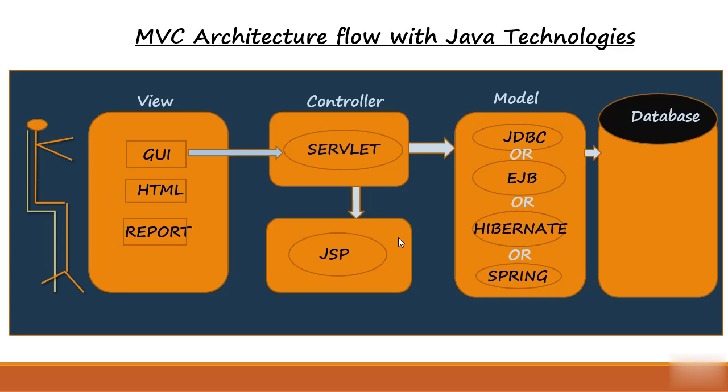This is the MVC architecture flow with Java technologies. View consists of GUI, HTML, reports, and controller consists of servlet. JSP also comes under view. And then the model layer consists of JDBC, EJB. EJB is outdated. Nowadays everyone is using Hibernate as the model layer. Through Spring also we can perform model CRUD operations. Then we will use a database in our application. This is the architecture flow with Java technologies.